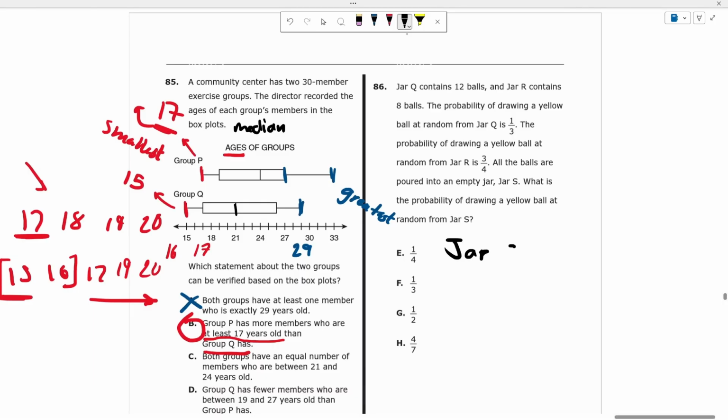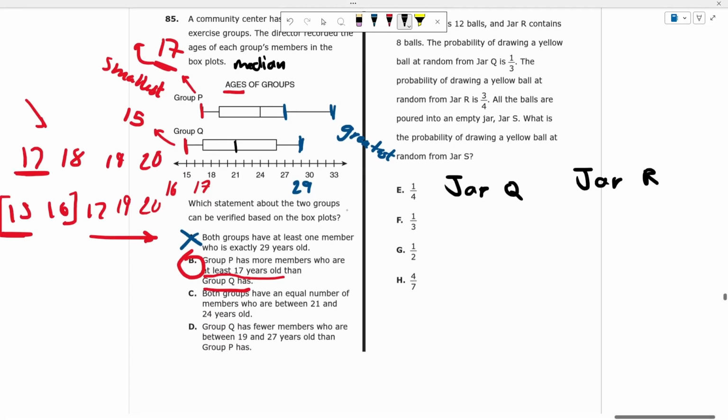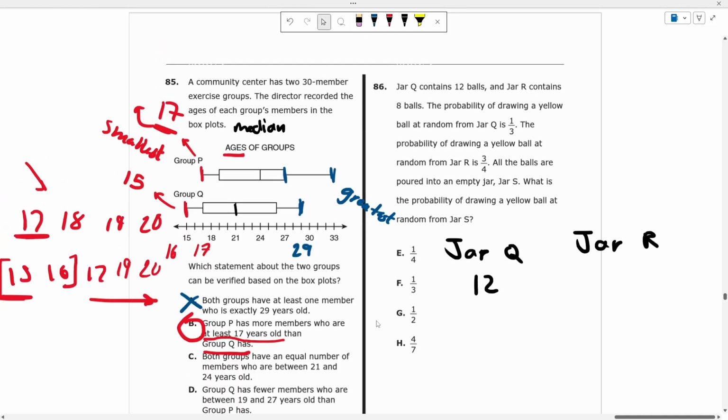Here we have jar Q, and here we have jar R. We know that jar Q has 12 balls. We know that jar R has 8 balls. So the probability of drawing a yellow ball at random from jar Q is 1/3. Now, does this mean that there's one yellow ball and 3 total balls? No, that just means that my probability simplified into 1/3.